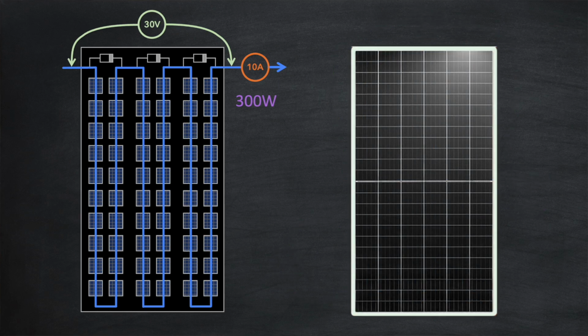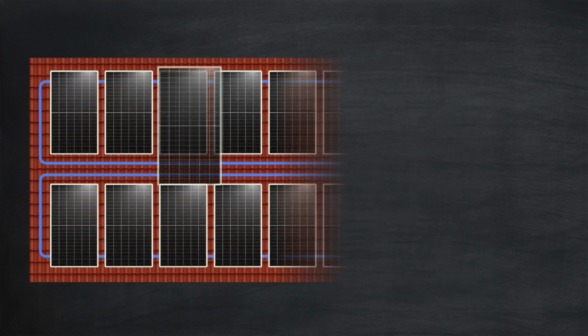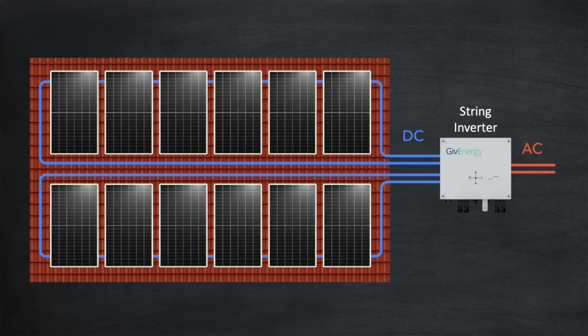Let's zoom out now and look at an array of panels on the roof of a property. Here we have an array of 12 of these particular half cell panels, all connected in series on a house here in the UK. Because this inverter, and indeed most inverters, can support 2 separate strings, we've split the panels evenly into 2 strings of 6 panels each.